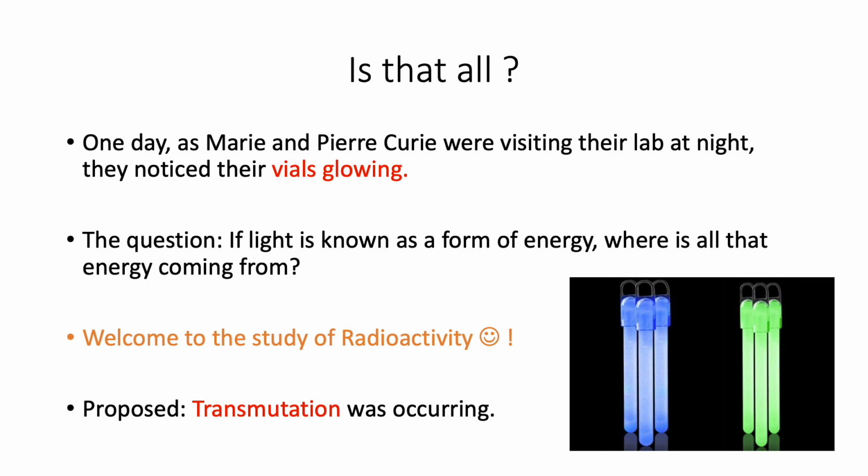Another question that popped into their minds is, if transmutation was occurring and elements were changing, then there must be more to the atom. Is the atom an indivisible ball, like in Dalton's atomic theory, or are there small particles within the atom? This was the question raised by this observation that Marie and Pierre Curie had made.